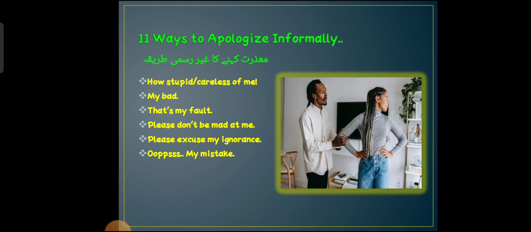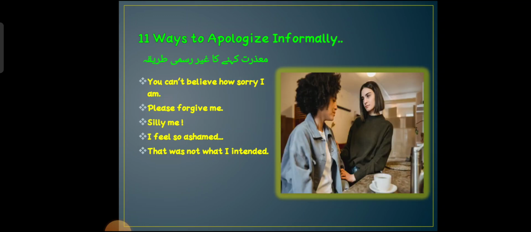Okay, next can be please excuse my ignorance. So please excuse my ignorance means that whatever carelessness I have been into, I'm sorry for that. The other expression can be, again, it's informal, you cannot use it in formal places: Oops, my mistake. So this is another expression for sorry.